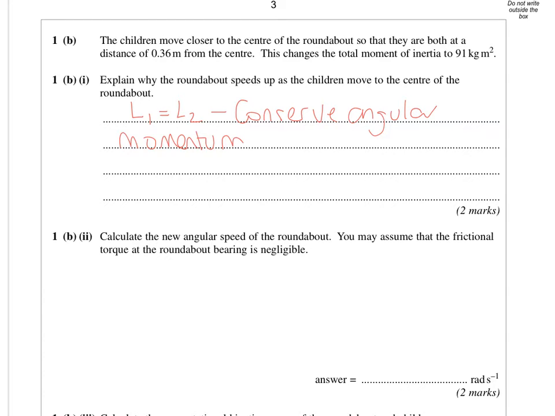So angular momentum is I omega. If the moment of inertia is going to decrease, because it's gone from, I think, 120 to 91, then if I has decreased, to keep L the same, the angular speed must increase. Obviously for this you should write this out in words, but I don't have enough space on my screen to do that. But that's the general principle.